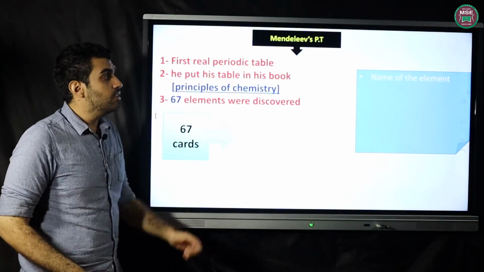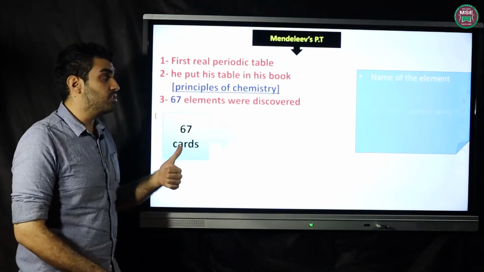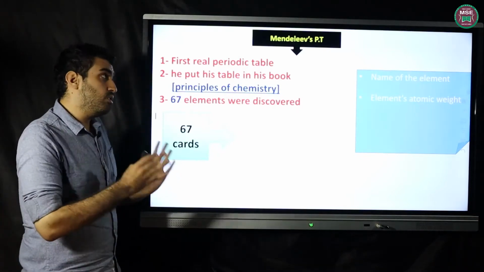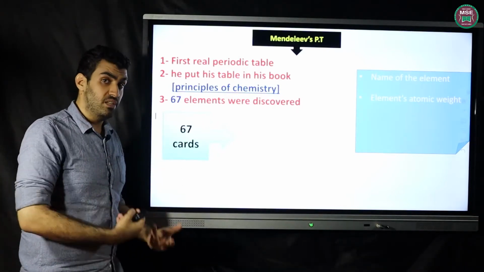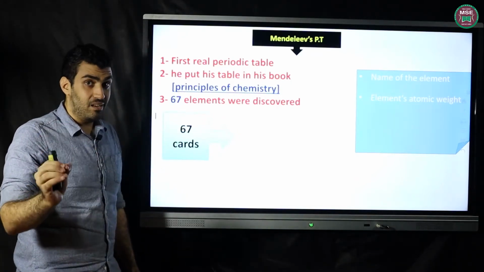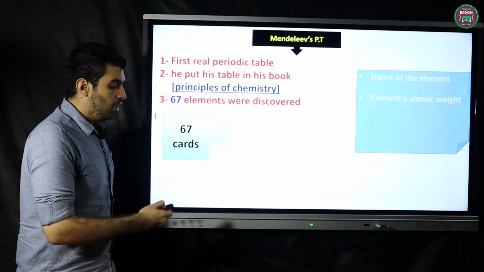And he noted, number 1, the name of the element. Number 2, the element's atomic weight. And as we said before, the atomic weight is the sum of protons and the neutrons. So Mendeleev used the atomic weight to arrange the elements, not the atomic number.